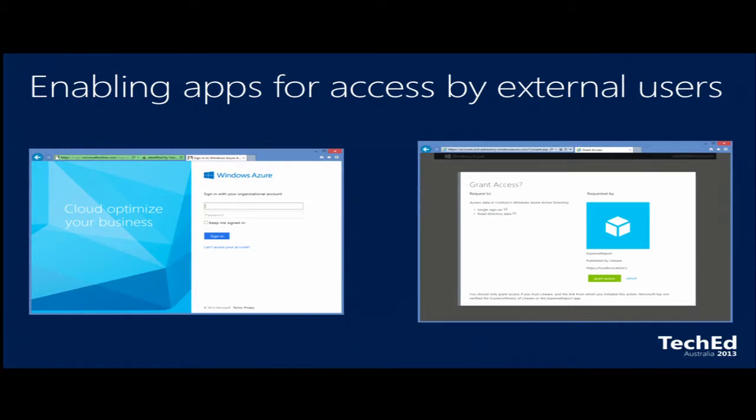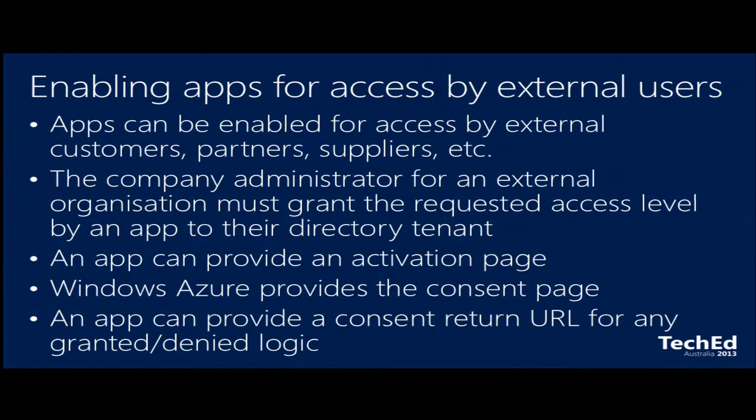What you can also do, as I mentioned as the last point on the previous slide, is have your application provide a consent return URL to Windows Azure AD. So once the company administrator for an external organisation has either granted or rejected your app, you can handle particular logic around that by providing a consent return URL. So maybe you want to onboard some information about them, maybe the sign-up date and all that sort of thing. Once they have granted access by your app to their directory tenant, you can do that sort of application logic.